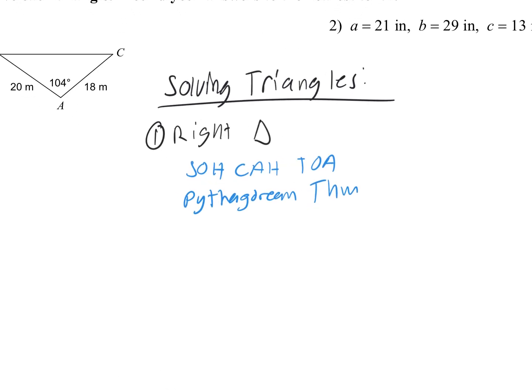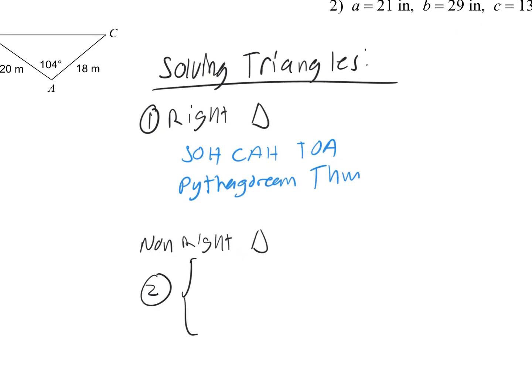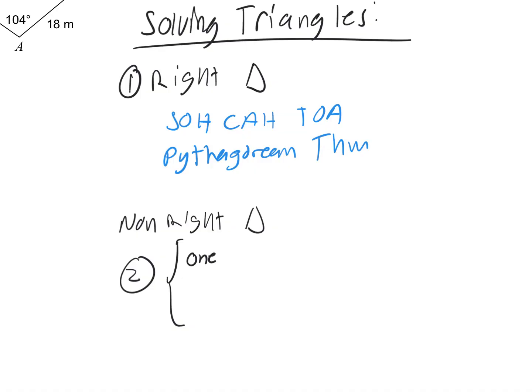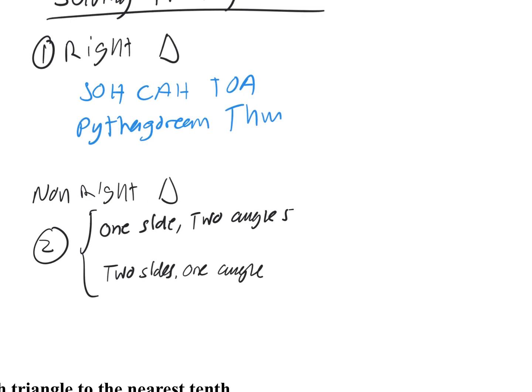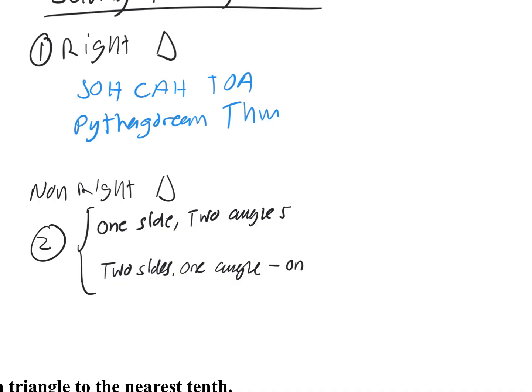If it is a non-right triangle, so for non-right triangles, there's two cases. You are either going to have one side and two angles, or you have two sides and one angle, where you have one pair.